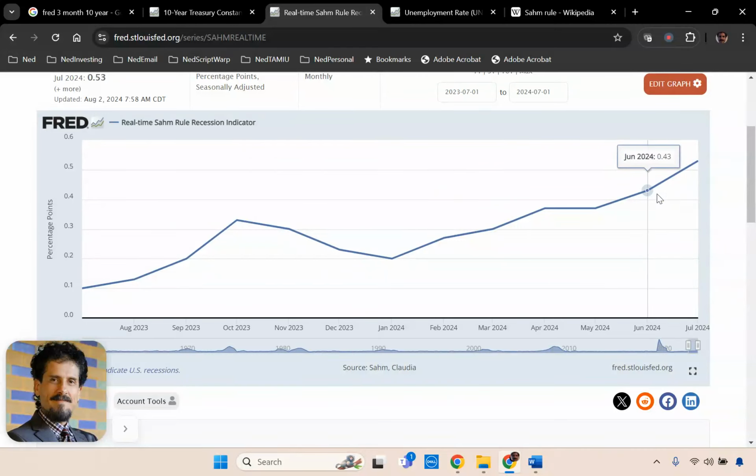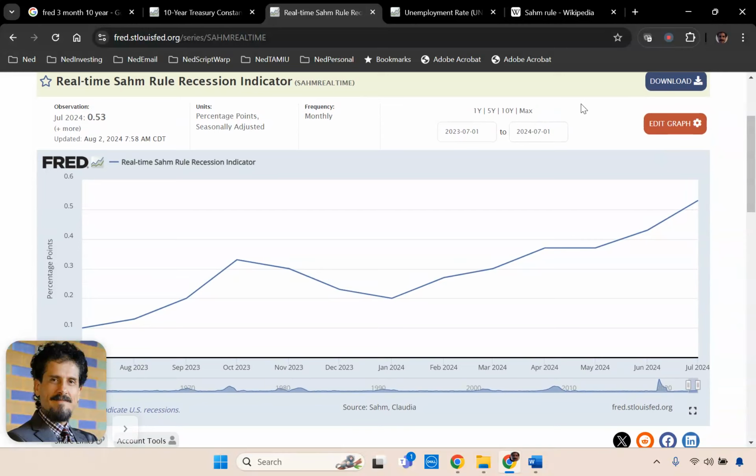Take, for example, in June, it was 0.43. Now in July, the past month, it is 0.53. So if it continues growing at the same rate, in August you get to 0.63 or so. And that would be 0.5 greater than the minimum value within the last 12 months, which is 0.1. So that would indicate that a recession is starting if it continues growing at the same pace. If it goes down from here in August, according to the Sahm Rule, we're not in a recession yet. So this is the Sahm Rule.